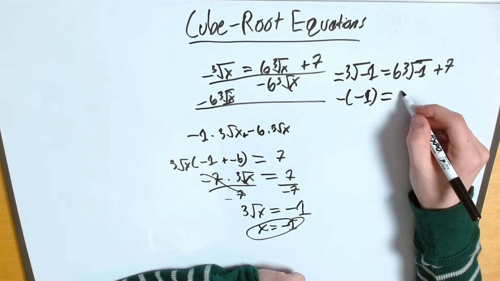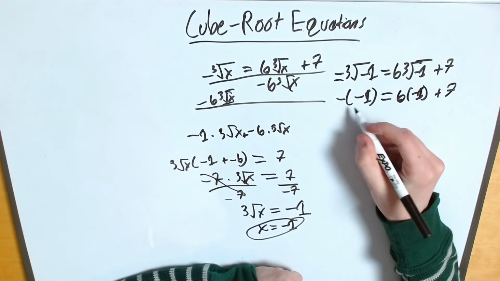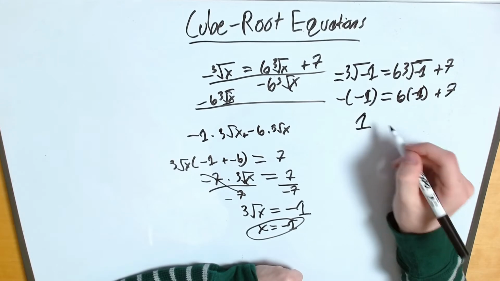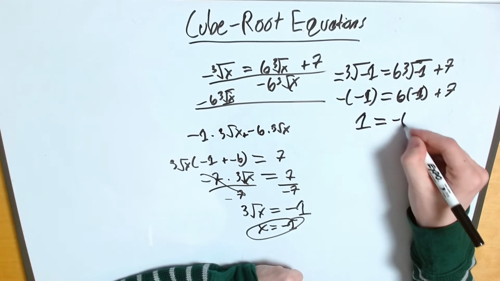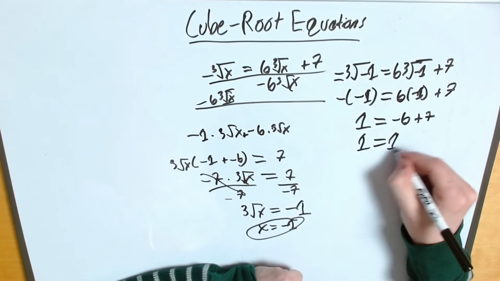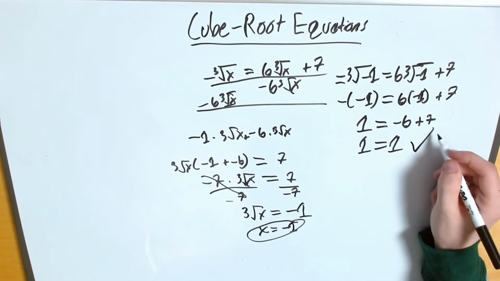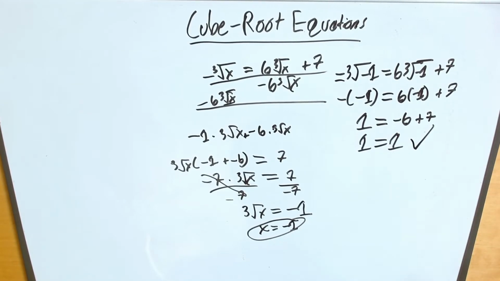This, of course, is just 6 times negative 1 plus 7. Negative negative 1 is actually positive 1, which is equal to negative 6 plus 7. So we have 1 equals 1. Both sides of our equation match, so our equation works. This is a valid solution. And since this is our only solution, this is the only value we have to check. So we know x equals negative 1 is the one and only solution to this equation.